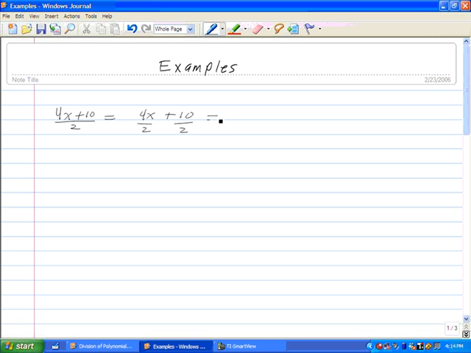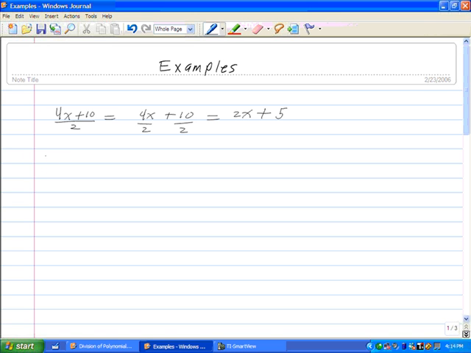What I can do now is do two smaller, simpler divisions. 4 divided by 2 is 2, so this is a 2x. 10 divided by 2 is 5, so my result comes out 2x plus 5. Pretty simple concept, so let's try that again.